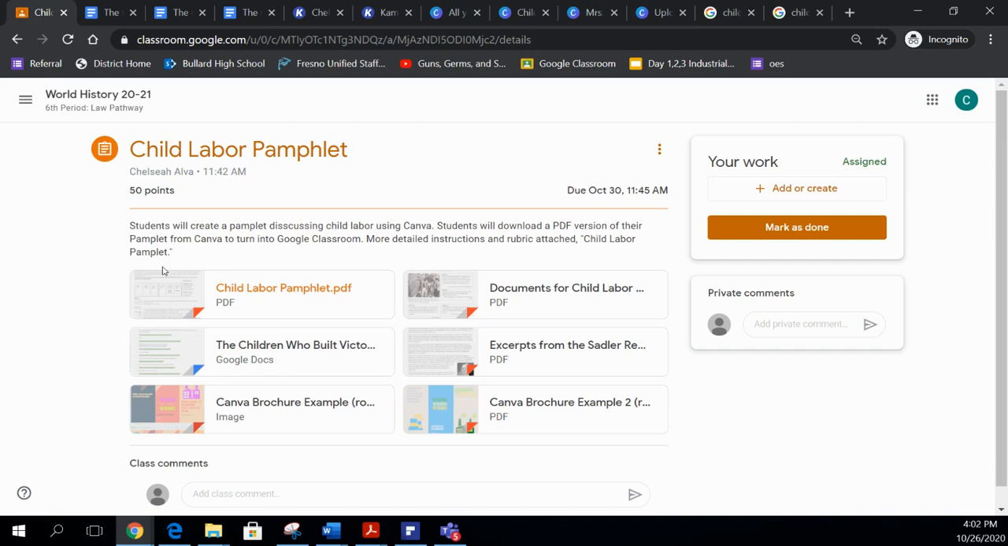Before I go over the specific elements required for this pamphlet or brochure, we're going to look at some of the resources that you have. This child labor pamphlet PDF is where the rubric is. That's also going to give you the instructions for the website that we're going to use to create this. So don't worry about that right now. What I want to do is look at our resources first.